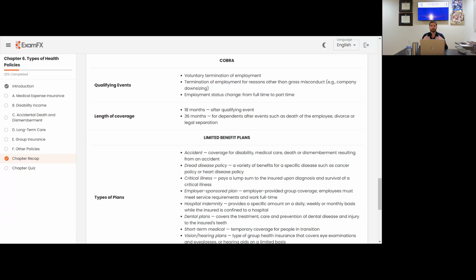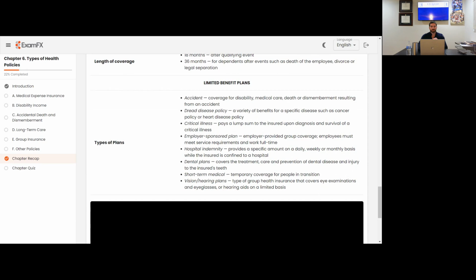So really, it's an employment status change from full-time to part-time or not working. The length of coverage is typically 18 months after that qualifying event, after that voluntary termination of employment, or if you got terminated because of downsizing or whatever it may be. Or 36 months for dependents after events such as death of the employee, divorce, or legal separation. So your dependents will still be covered for 36 months.